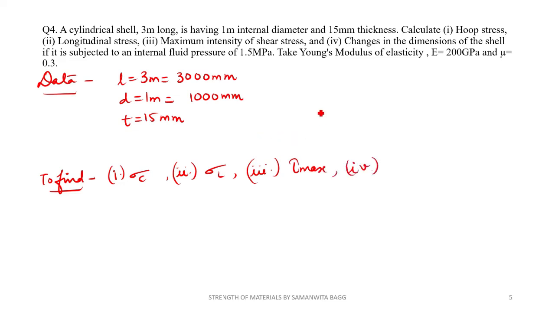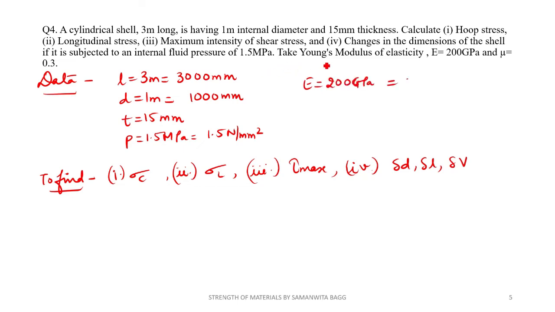The fourth thing that I have to find is change in dimensions of the shell, which means I have to calculate delta D, delta L and delta V, if it is subjected to an internal fluid pressure of 1.5 megapascal, so this will be 1.5 Newton per mm square. Take Young's modulus of elasticity E as 200 gigapascal. So this becomes 2 into 10 raised to 5 Newton per mm square and mu is given as 0.3.